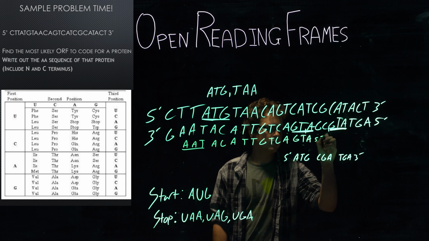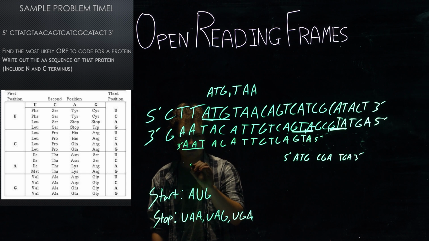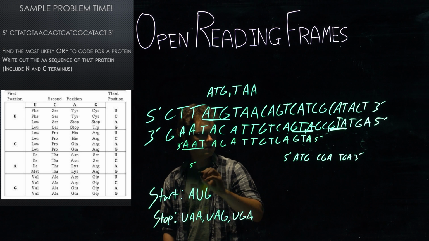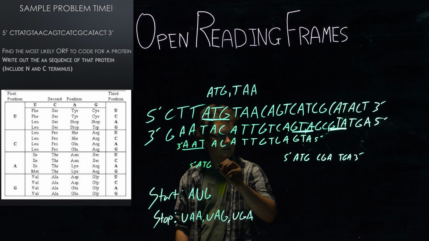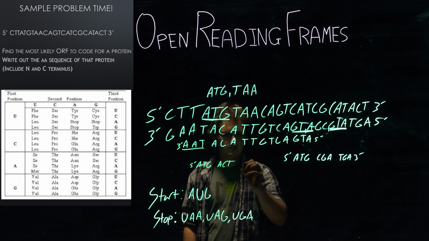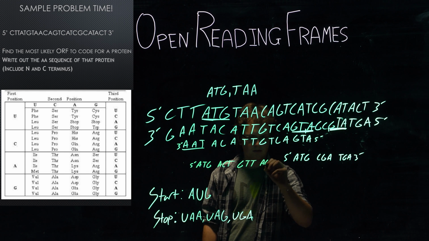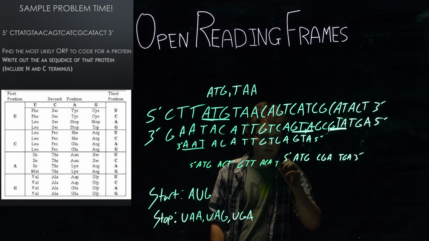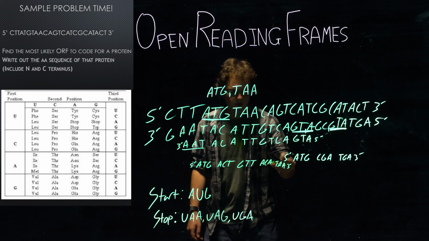So again, this is 5', this is 3'. Just to make our lives a little bit easier, we're going to rewrite this. 5' goes ATG, right? And then ACT, ATG, ACT, GTT, ACA, and then TAA. And I know that's a little bit of overlap, but you can still see right away, it's immediately obvious.